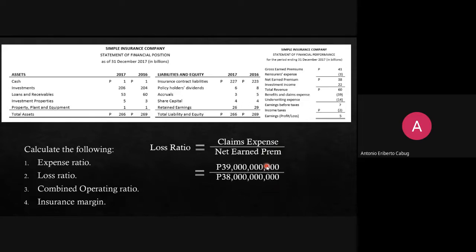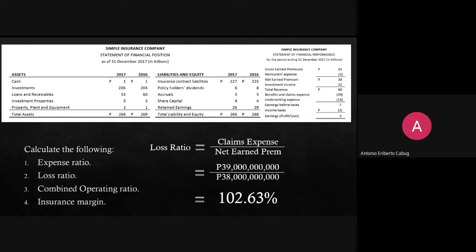Sir, 102.63%. Okay. So let's check. Loss ratio is the claims expense divided by the net earned premium. So that's 39 billion here divided by the 38 billion. So very good. That's 102.63%.